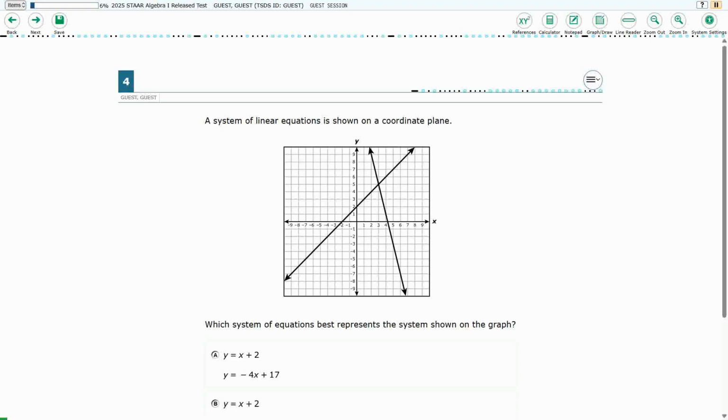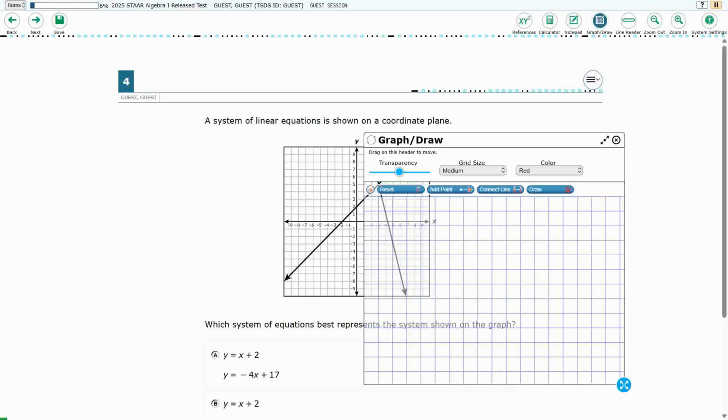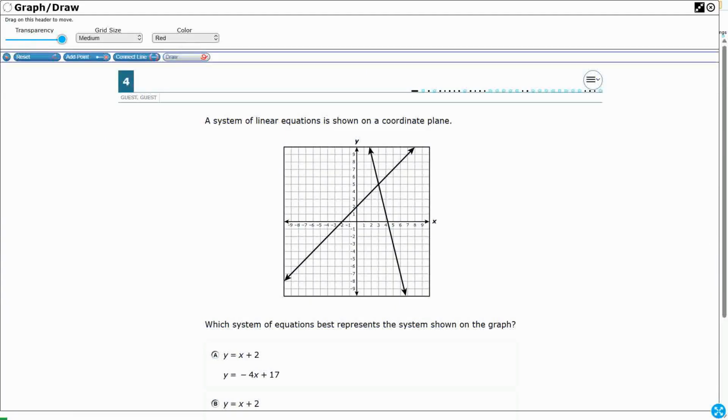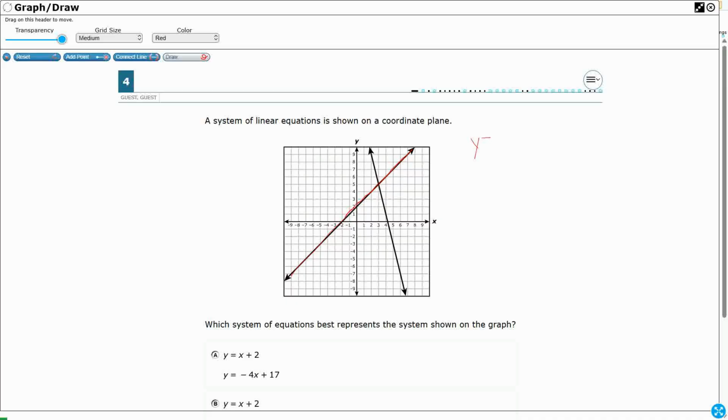All right, so we have a system of linear equations here, and we need to find the best system that represents these two lines. Let's use the graph and the information we have on it, starting with this first line right here. I'm going to draw this one as red. It is not proportional because it's not going through the origin, so I need the form y equals mx plus b. It looks like all of our answer selections are in slope-intercept form rather than standard form.